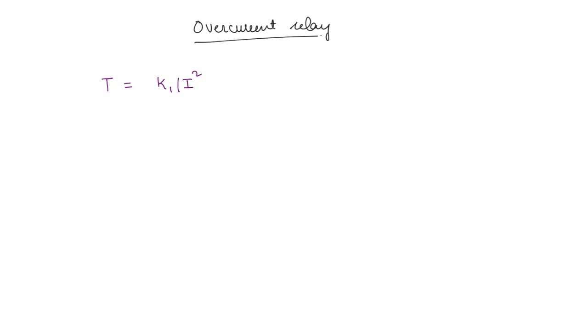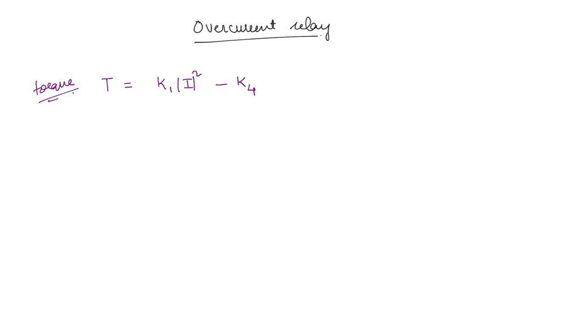You can take the magnitude of current here because it is anyway squared, and the spring torque we will take as a restraining torque, so we will take minus K4. This is the torque equation for an overcurrent relay.